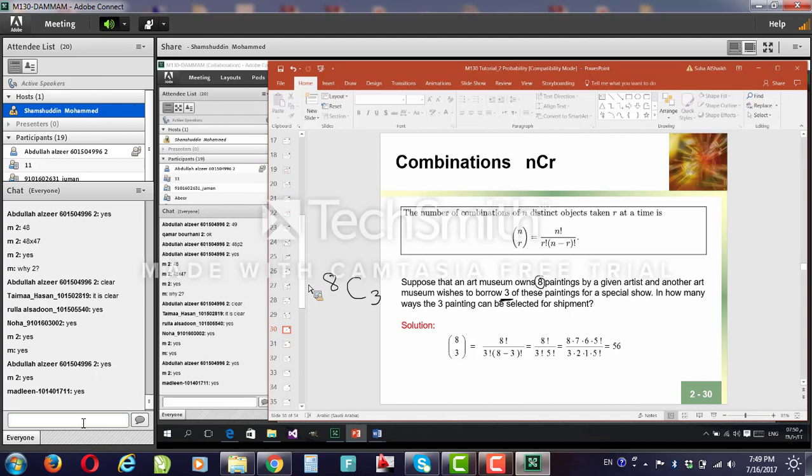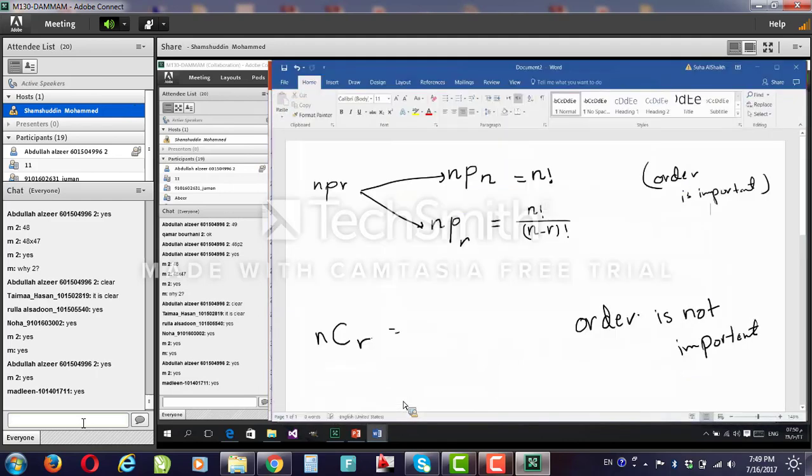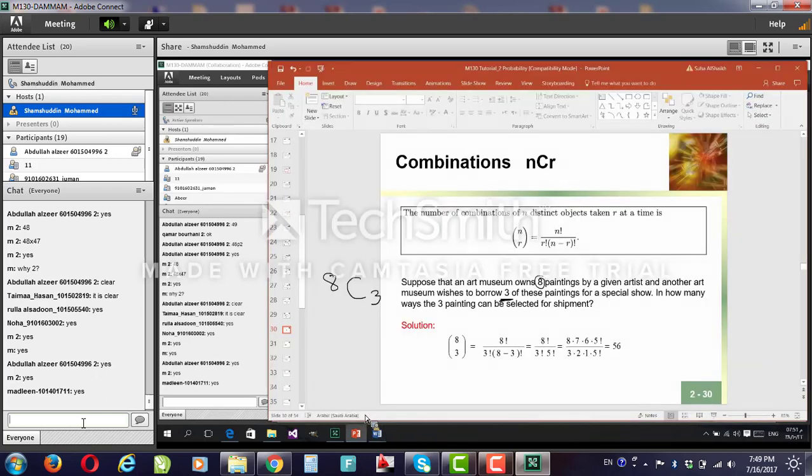The rule of the combination, this is n above r. It is factorial n over factorial r, factorial n minus r. So it is equal to factorial n over factorial r factorial n minus r. So 3 out of 8, this is the rule. You will get it is equal to 56. Clear?